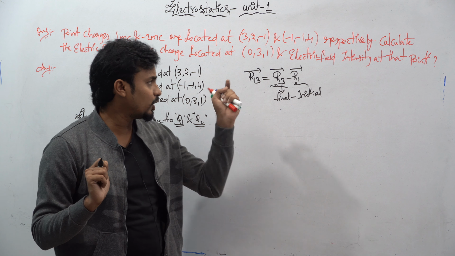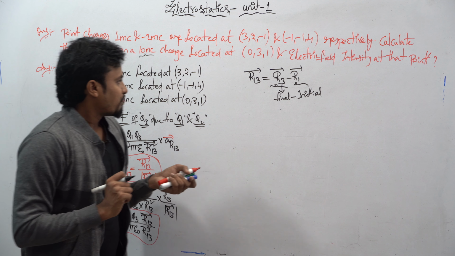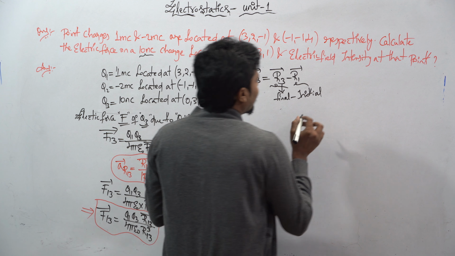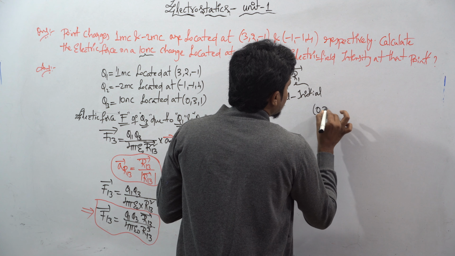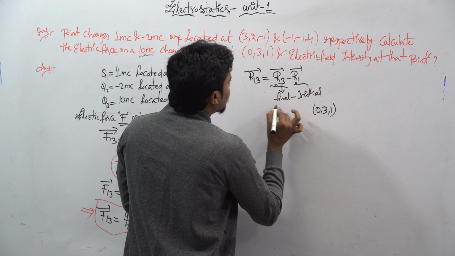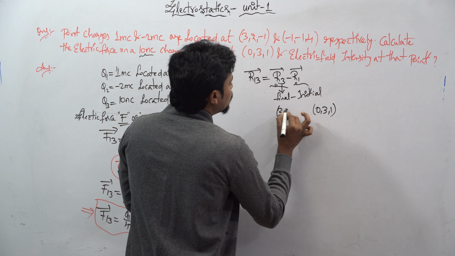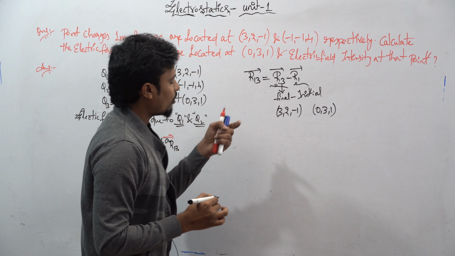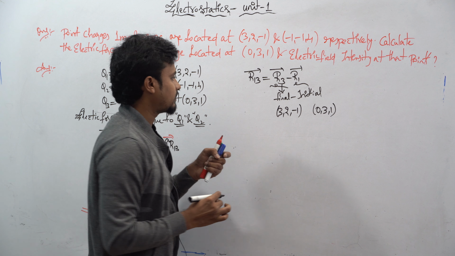Okay, here you can see my final value be 0 comma 3 comma 1. What will be my initial value? Initial value will become 3 comma 2 comma minus 1. Okay, how you can find out the position vector for this?